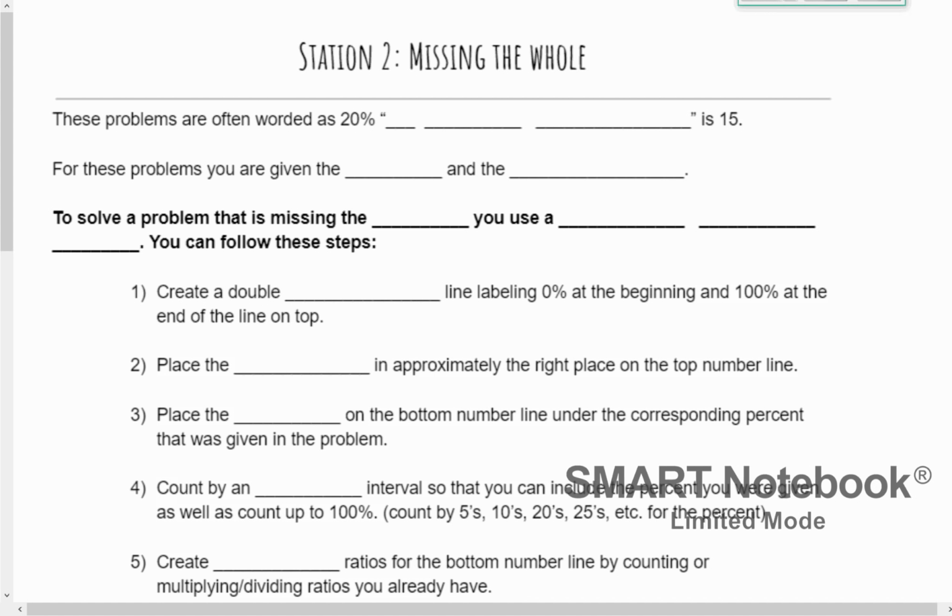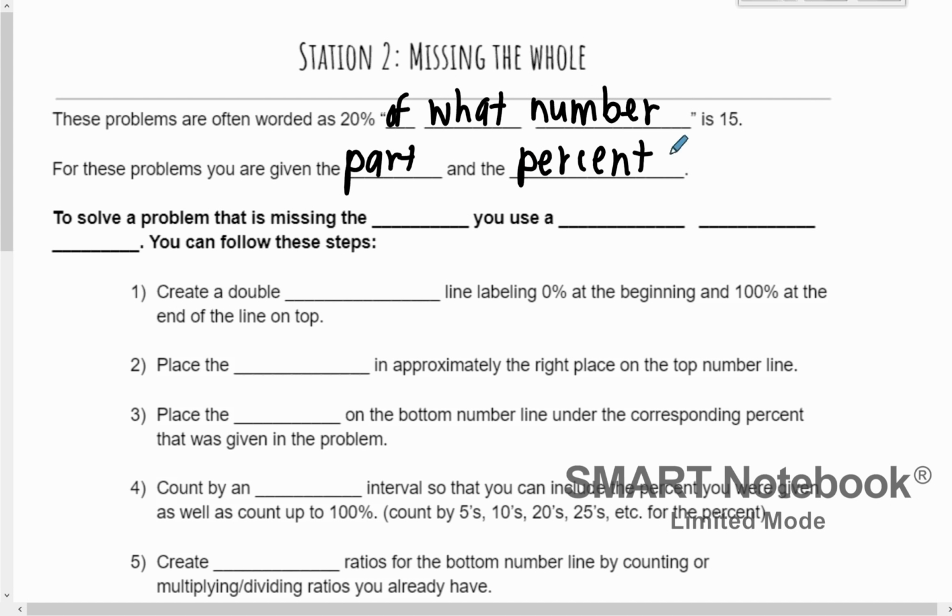All right, at station number 2, we are going to be solving problems that are missing the whole, or the total. These problems are often worded as 20% of what number is 15. For these problems, you are given the part and the percent. Remember, these are the problems where I wanted us to take out that meaning and say 20%, cross off that of what number is 15, because 20% is equal to 15.